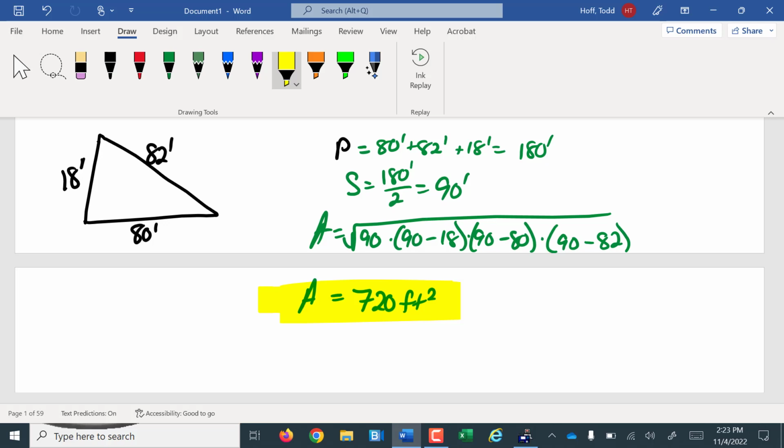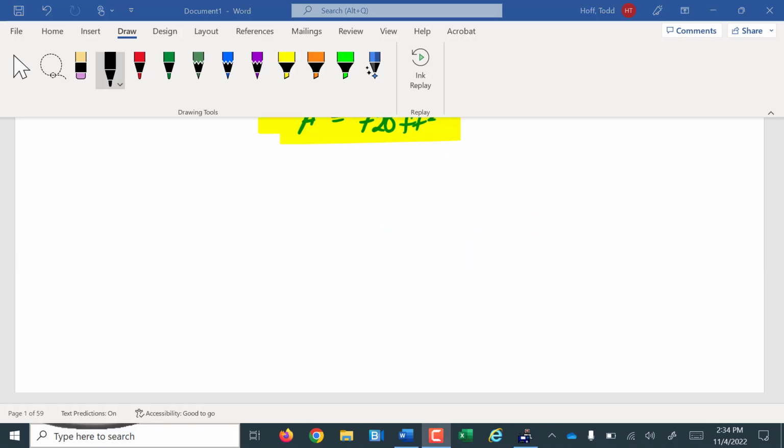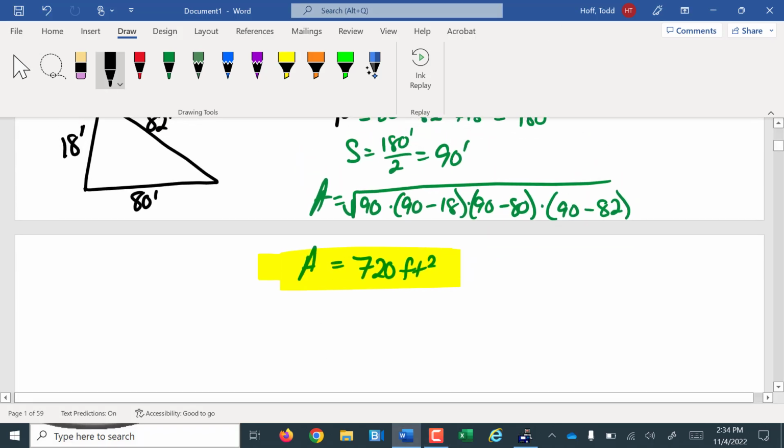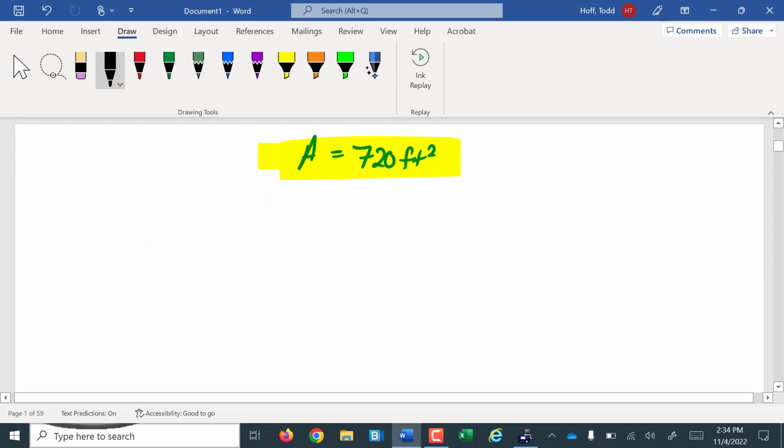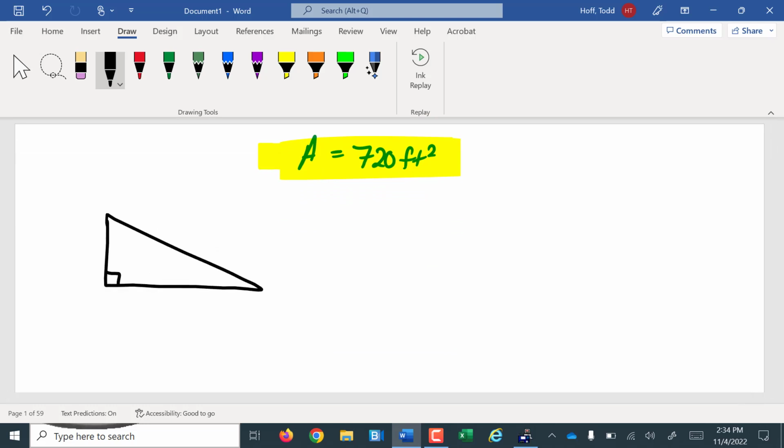So we're going to take a break, and we're going to come back and look at how you would know that that was a right triangle. As promised, we talk about how we would know if that was a right triangle. Let's start out by going back to something that we do know is a right triangle: 5 feet by 12 feet by 13 feet on the sides.